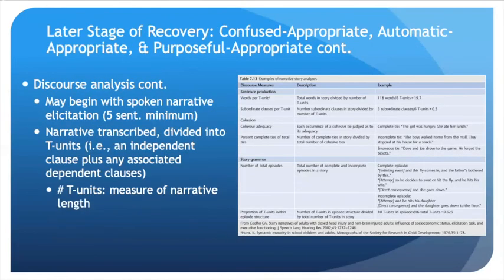With discourse analysis, one might begin with a spoken narrative, maybe a 5-sentence minimum, and then the narrative could be transcribed and divided into what are known as T units. These are an independent clause plus any associated dependent clauses. And then you could measure the number of T units as a measure of narrative length. And your book supplies some examples of narrative story analyses here.